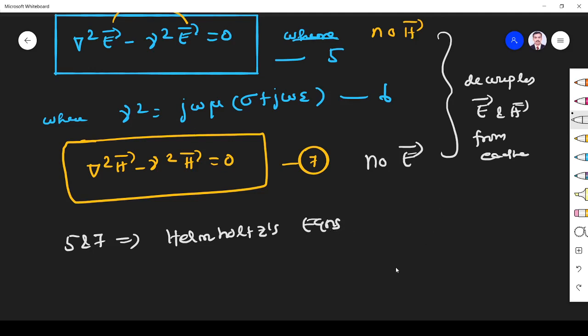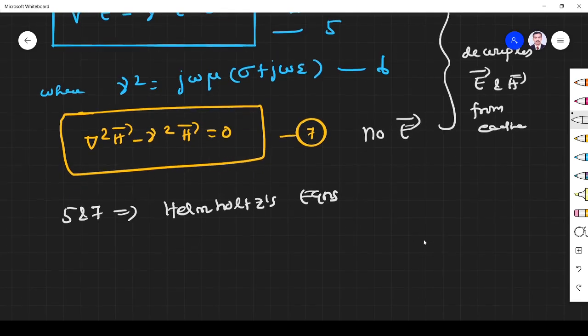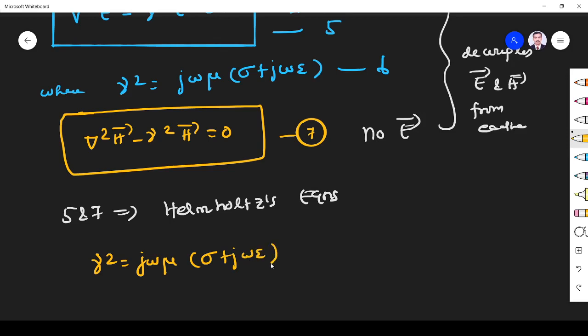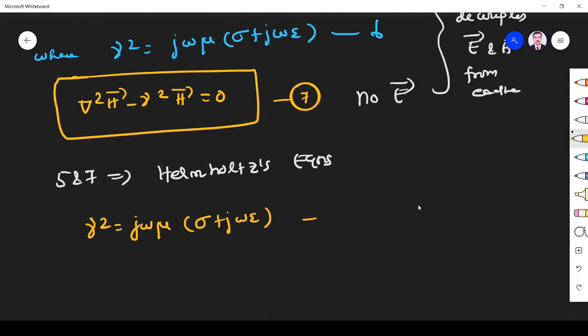Now let us take gamma and see what the meaning is. Gamma squared is j omega mu sigma plus j omega epsilon. This is what we are going to work with, where gamma is known as the propagation constant. We call gamma the propagation constant.